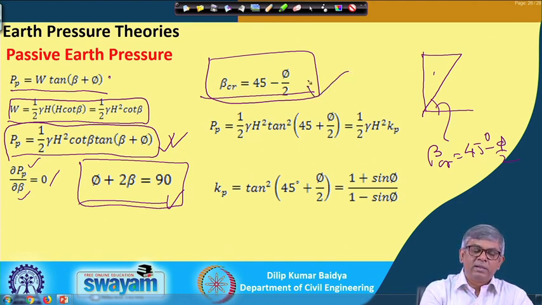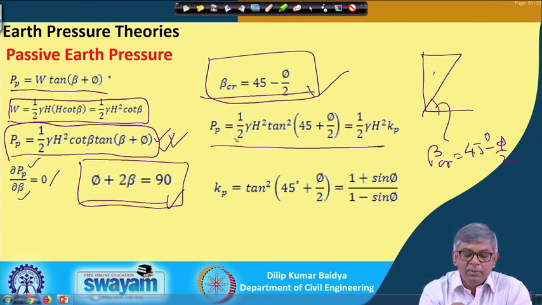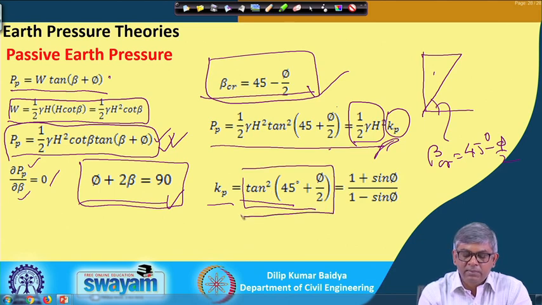Now, if I substitute this into the value of earth pressure at passive condition, I will get the earth pressure P_p equal to half gamma H square tan square (45 degrees plus phi by 2), or half gamma H square multiplied by K_p, where K_p is the coefficient of earth pressure at passive condition, which is nothing but tan square (45 degrees plus phi by 2). This can also be written as (1 plus sin phi) by (1 minus sin phi).